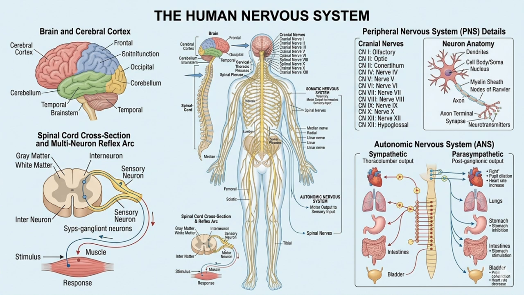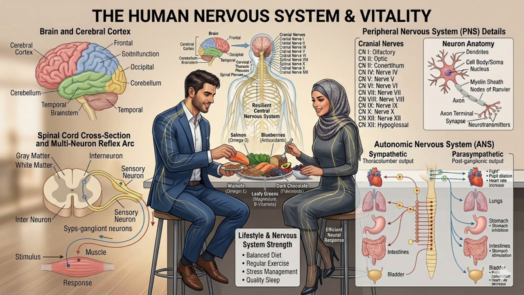4. Functional classifications. Somatic nervous system, SNS, controls voluntary movements of skeletal muscles and processes sensory input from the skin, muscles, and joints. Autonomic nervous system, ANS, controls involuntary visceral functions: heart rate, digestion, glandular secretion.